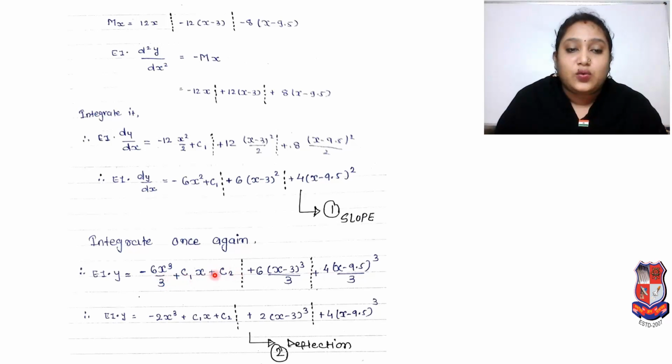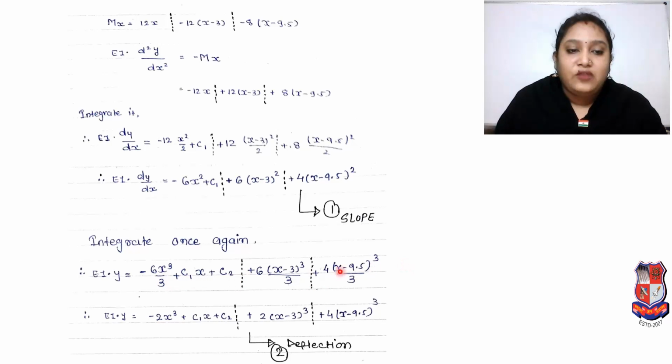C1x plus C2: it will be with the first term, here 1 is added, so that goes in the divisor. So minus 6x cube by 3 plus C1x plus C2 in this term, plus 6 x minus 3, here we added 1, so here 3, and that 3 we put in the divisor. So (x minus 3) whole raised to 3 divided by 3 plus 4 (x minus 9.5) whole raised to 3 divided by 3.